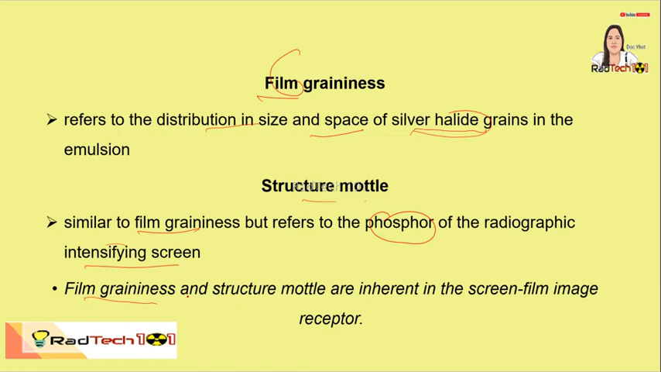So again, film graininess and structure mottle are inherent. So we cannot do anything about it kasi inherent na siya. When we buy the IS or we buy the film, so meron na siyang film graininess and structure mottle. May built-in na siyang noise. Pero very minimal lang naman.